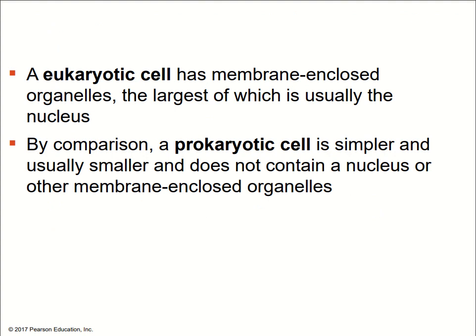A eukaryotic cell simply has a nucleus organelle where its genetic material is stored, whereas for a prokaryotic cell, its genetic material is not stored in a nucleus, but is floating around in its cytoplasm, which makes it more susceptible to changes from its environment, such as UV radiation or what have you.